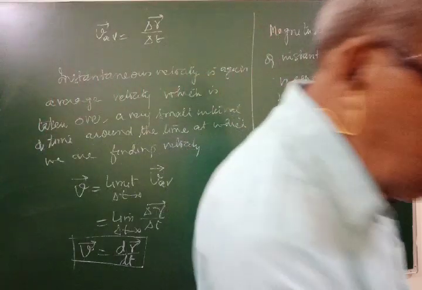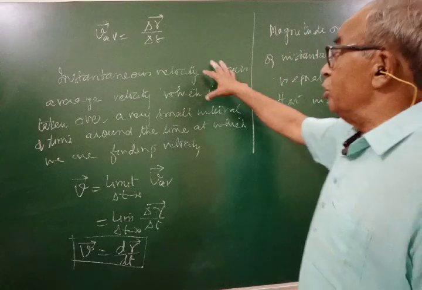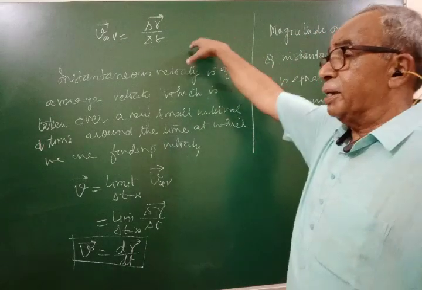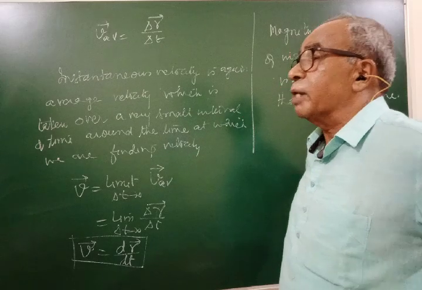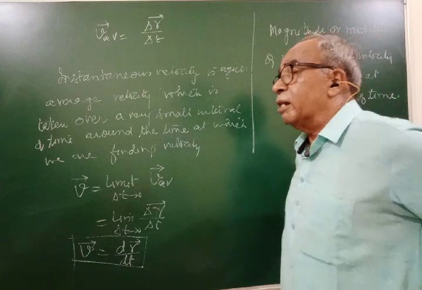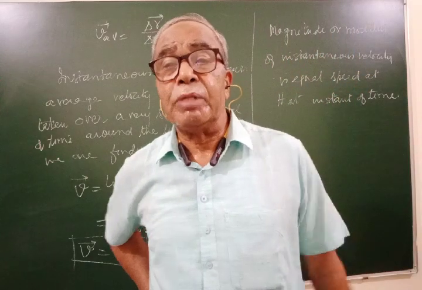Yes, the unit of speed and velocity in MKS and SI is meter per second, and in CGS centimeter per second, but you can use any unit like kilometer per hour or kilometer per second depending on the situation. Thank you.